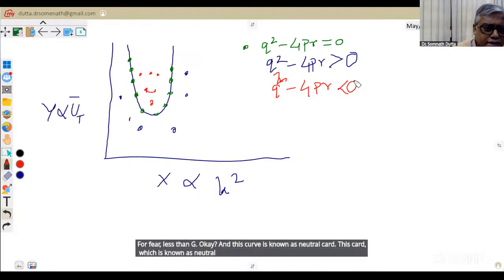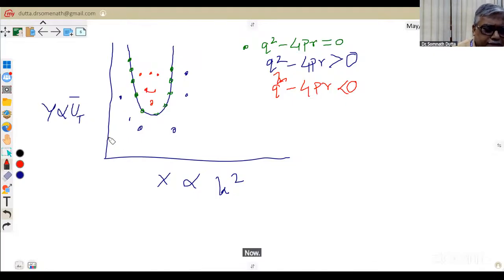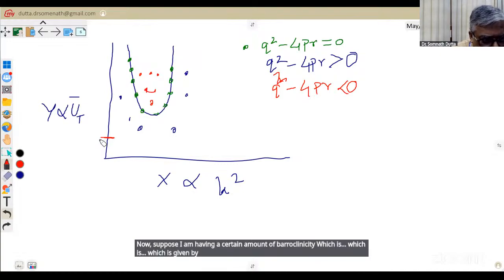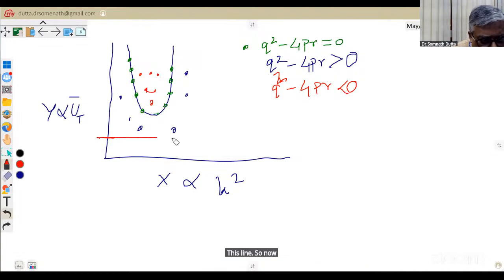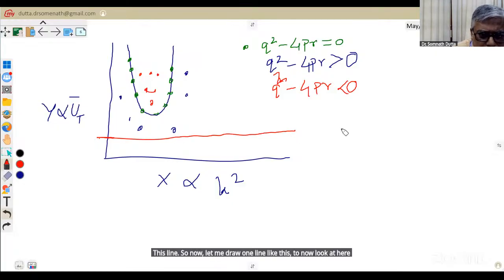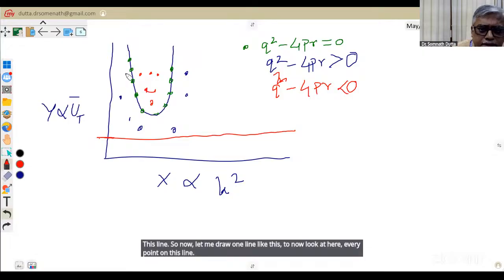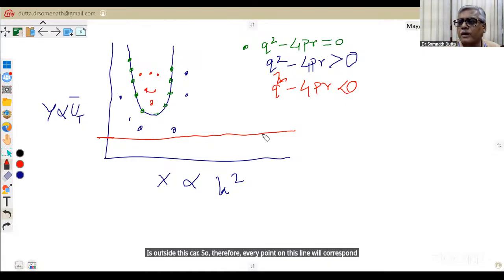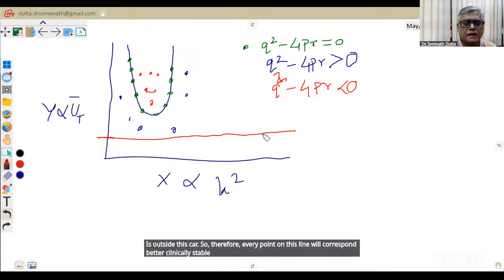Now let us analyze this curve. Suppose I have a certain amount of baroclinicity, which is given by this line. Let me draw one line like this. Now look here, every point on this line is outside this curve. Therefore, every point on this line corresponds to baroclinically stable. That means if any perturbation is inserted, that perturbation will just be killed.